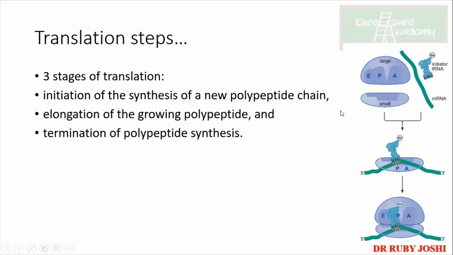So finally, now we are going to start with our translation steps in the upcoming lectures. So first, क्या होगा आपका? Small subunit is going to interact with the mRNA and the initiator tRNA. Then only it gets recruited. Then only your large subunit gets recruited. Okay, and that's called the initiation of the synthesis of new polypeptide chain, yani ki translation initiation.